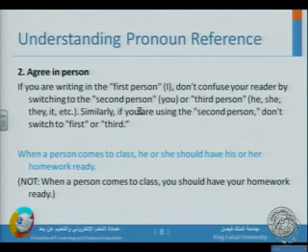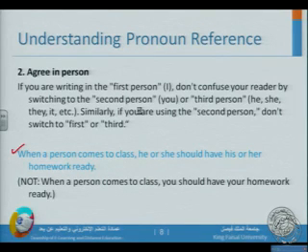Agree in number. القاعدة الثانية, agree in person. If you're writing in the first person, I, do not confuse the reader by switching to the second person, you, or third person, he, she, they, it. Similarly, if you are using the second person, do not switch to the first or the third. فإذا كنت تستخدم الضمير الأول مثل I في مثل جملة, خلينا نشوف هذه الجملة.